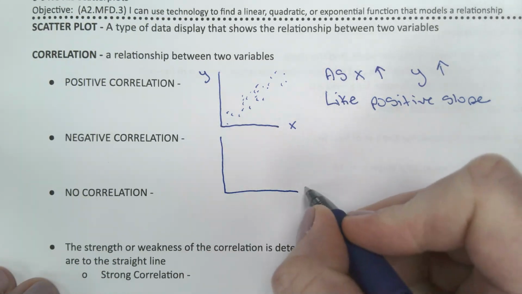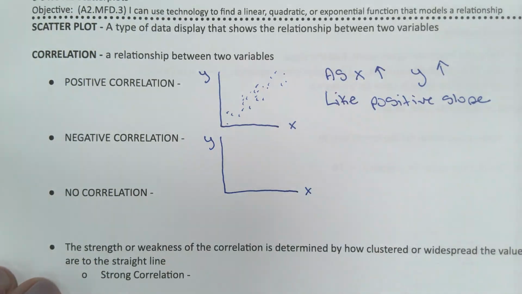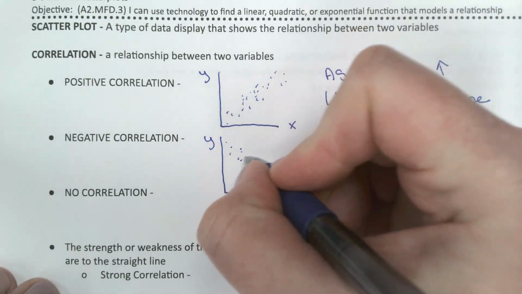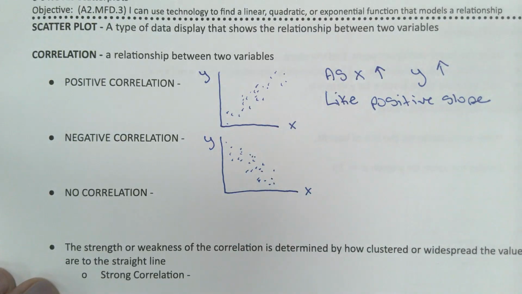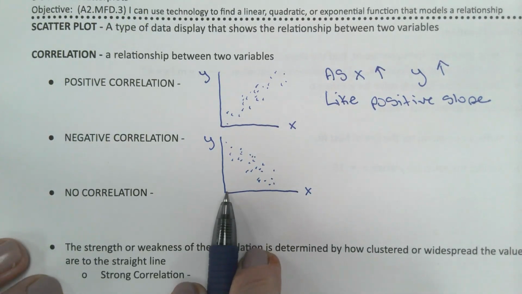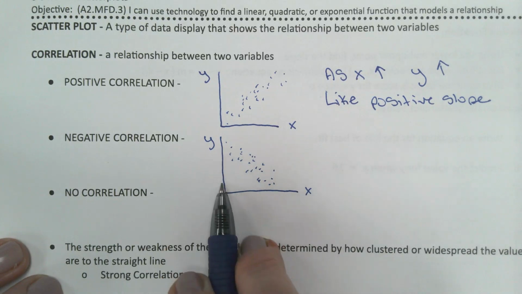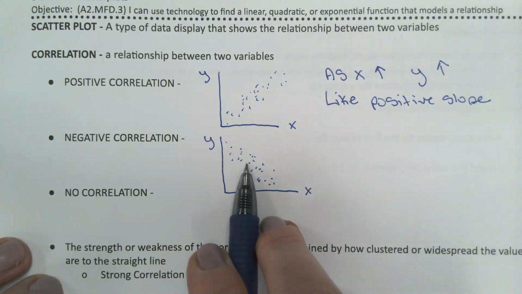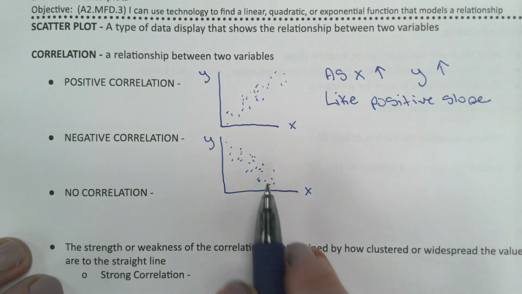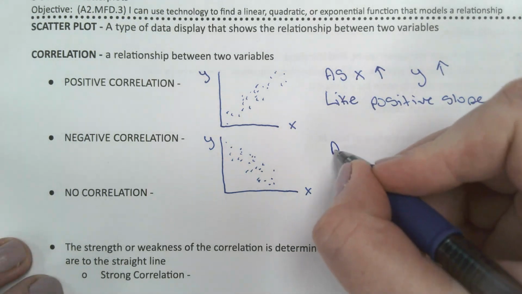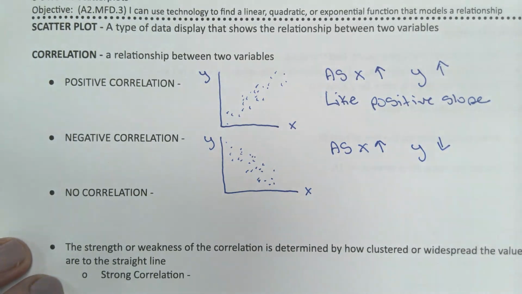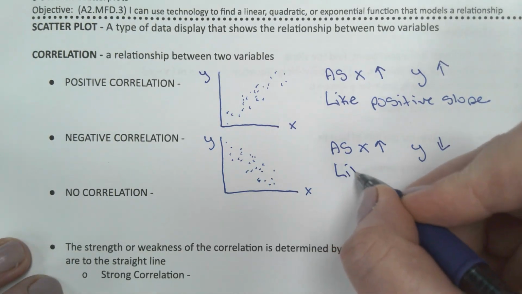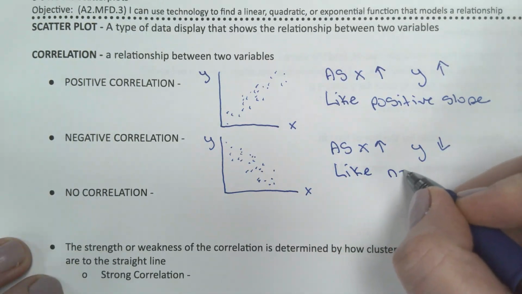Some data might show a negative correlation. A negative correlation might look something like this. When x is really small, your y value is really big, and as your x value gets bigger, your y value keeps getting smaller and smaller. So as the x value goes up, the y value is going down. This is like negative slope.